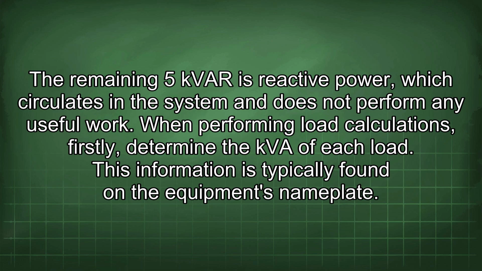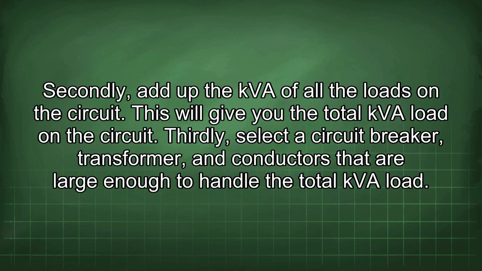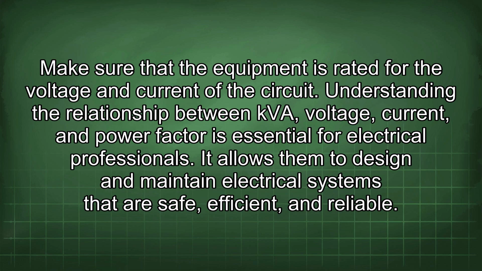When performing load calculations, firstly determine the kVA of each load. This information is typically found on the equipment's nameplate. Secondly, add up the kVA of all the loads in the circuit. This will give you the total kVA load in the circuit. Thirdly, select a circuit breaker, transformer, and conductors that are large enough to handle the total kVA load. Make sure that the equipment is rated for the voltage and current of the circuit.